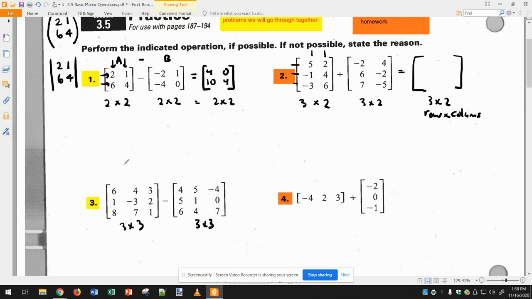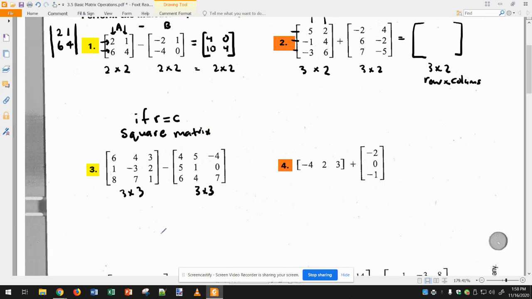Some more terminology. If the rows equals the same number as columns, then we call it a square matrix. So this one, our answer is going to be a 3 by 3. 6 minus 4 is 2. 4 minus 5 is negative 1. 3 minus negative 4 is 7. And then we just go on to the next row.